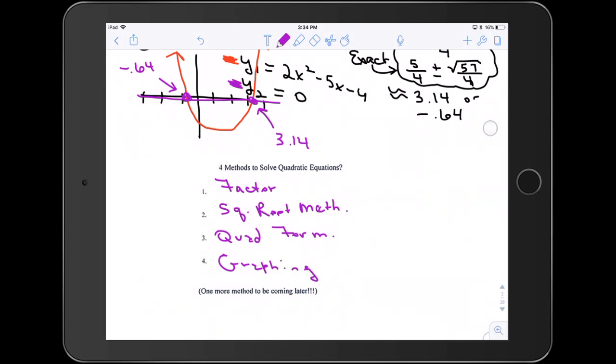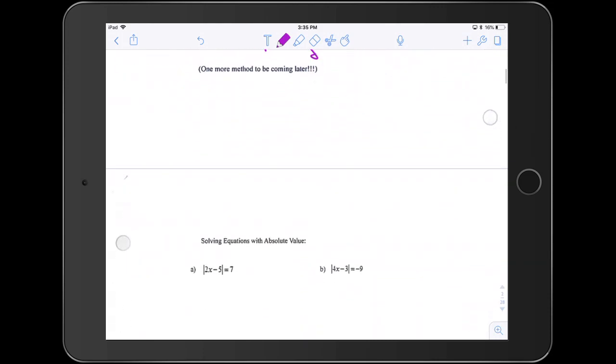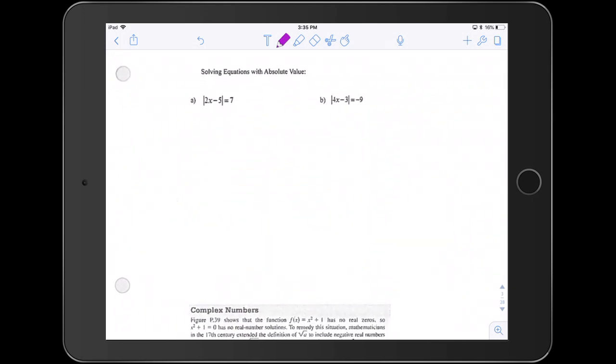Okay, factoring only works sometimes. It gives you nice solutions but doesn't always work. Square root method needs to be in the right form, which we talked about. It has to be in that vertex form. Quadratic formula is a pain. It takes a long time, but it will solve any quadratic equation, so it's hugely powerful. And then graphing, it's very, very visual, but it does not give you exact solutions. So there's another method later, but we will stick with the ones I just showed you. So that was a very, very quick review of solving quadratics.